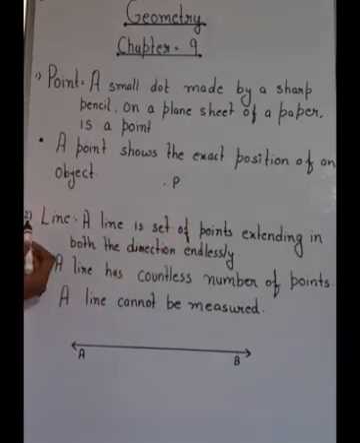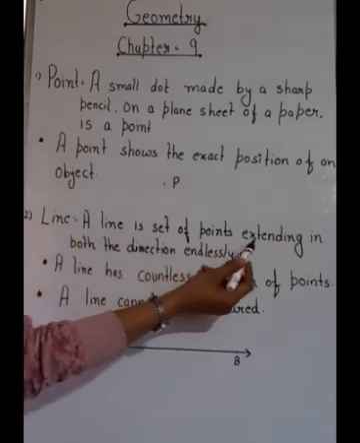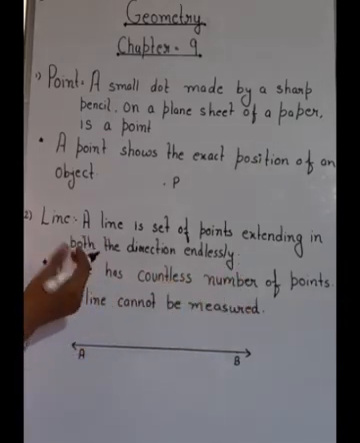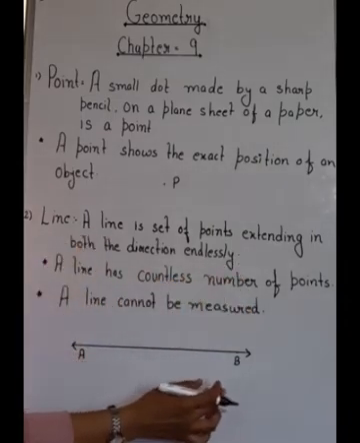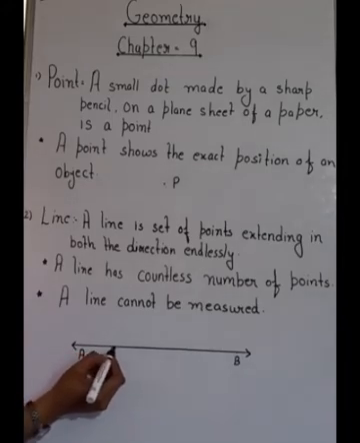Okay. Next we have a line. Now what is a line? A line is a set of points extending in both directions endlessly. Okay. So here I have drawn one line. Now you can make many points on this line like this. You can make so many points.